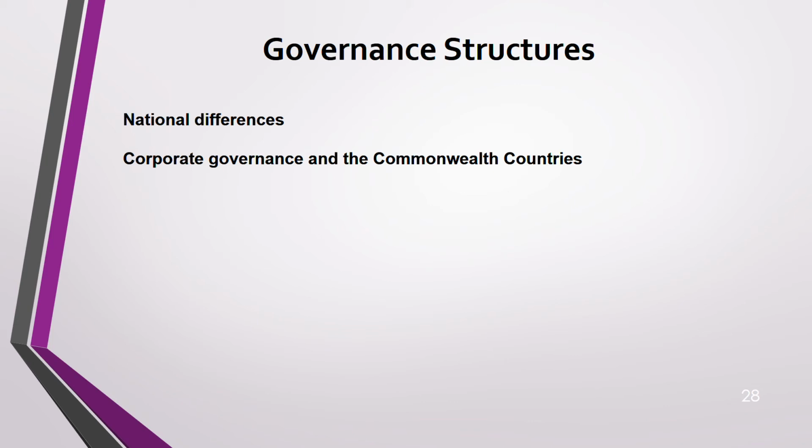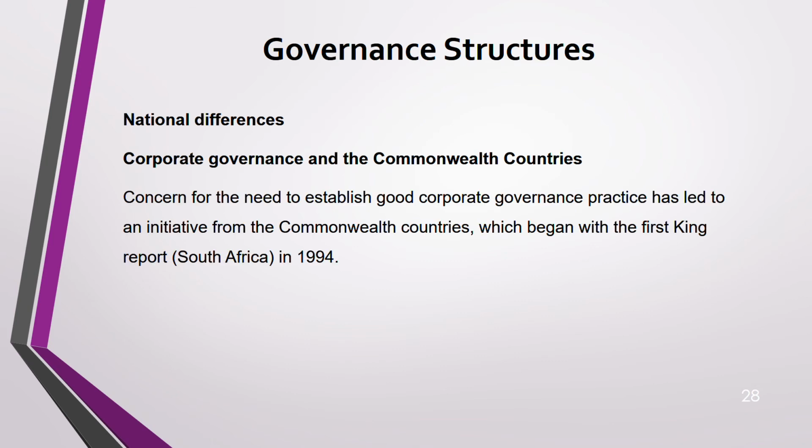Now, corporate governance in Commonwealth countries. So we are moving from EU to Commonwealth countries. Here, what is their concern? It is to establish good corporate governance. And it began first in South Africa. It is known as the King Report, and it first began in South Africa in 1994.